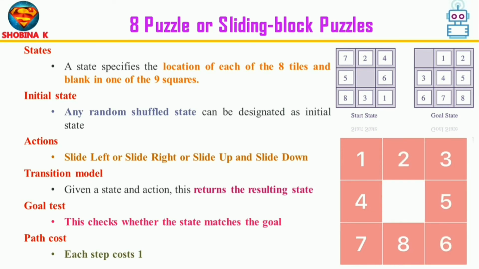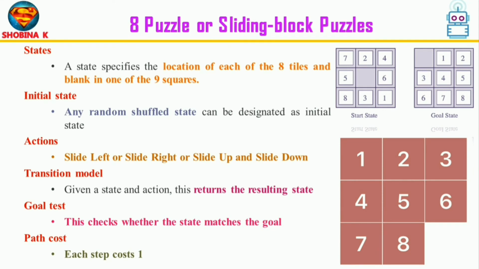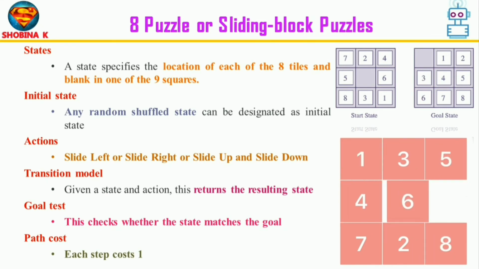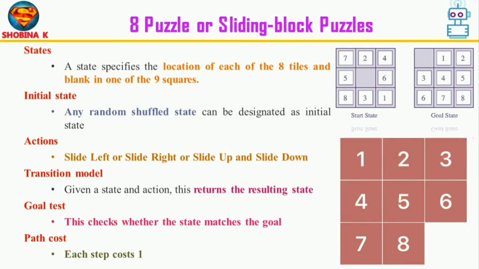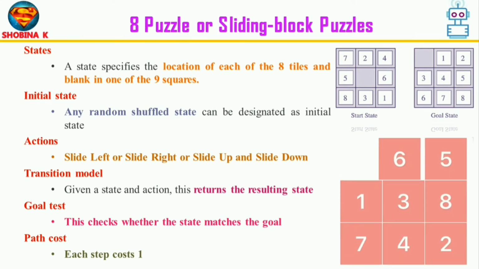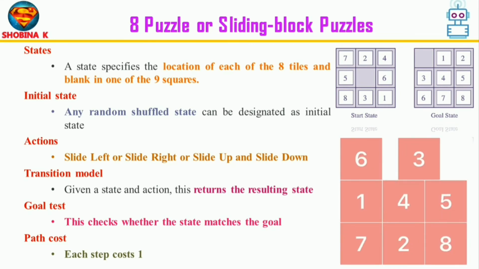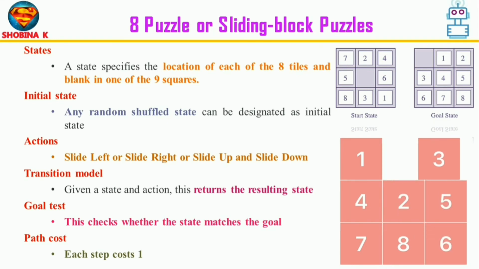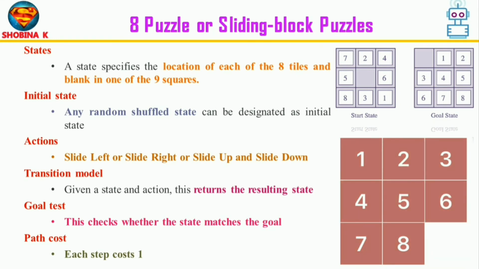The state description specifies the location of 8 tiles in 9 squares. Here the blank space is in one of the 9 squares. Any state can be designated as the initial state. We define actions as movements of the blank space: left, right, up or down. Next, the transition model. For a given state and action, this returns the resulting state. The goal test will check whether the state matches the goal. Path cost is the length of the path. That is, each step costs 1. So the path cost is the number of steps in the path.